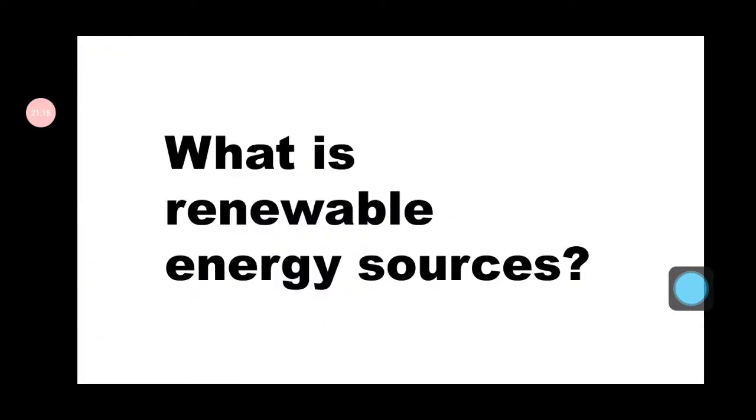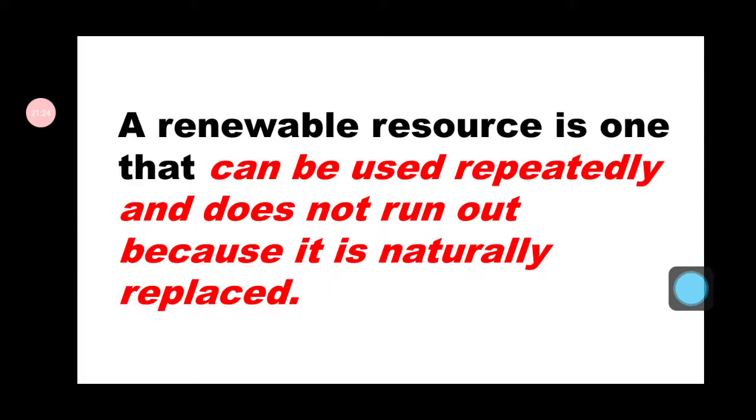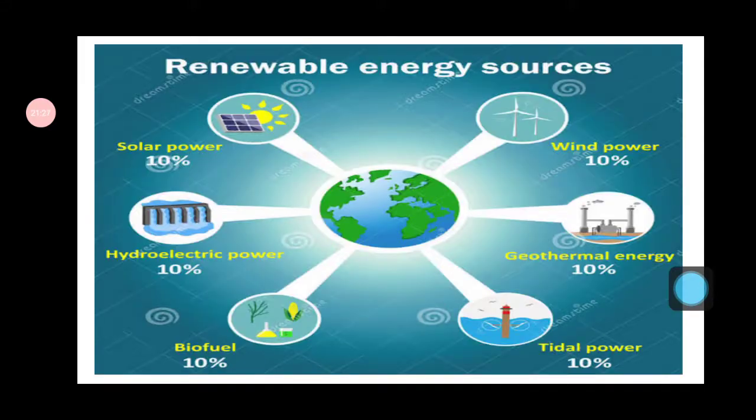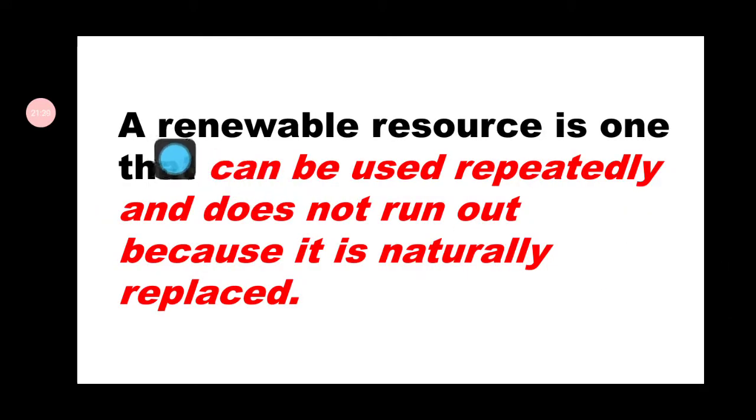So if we come with a short idea, what are renewable energy sources? A renewable resource is one that can be used repeatedly and does not run out because it is naturally replaced. That is most important, just look at the term. The energy source can be used repeatedly, again and again, and does not run out, which means it does not get over, because it is naturally replaced.